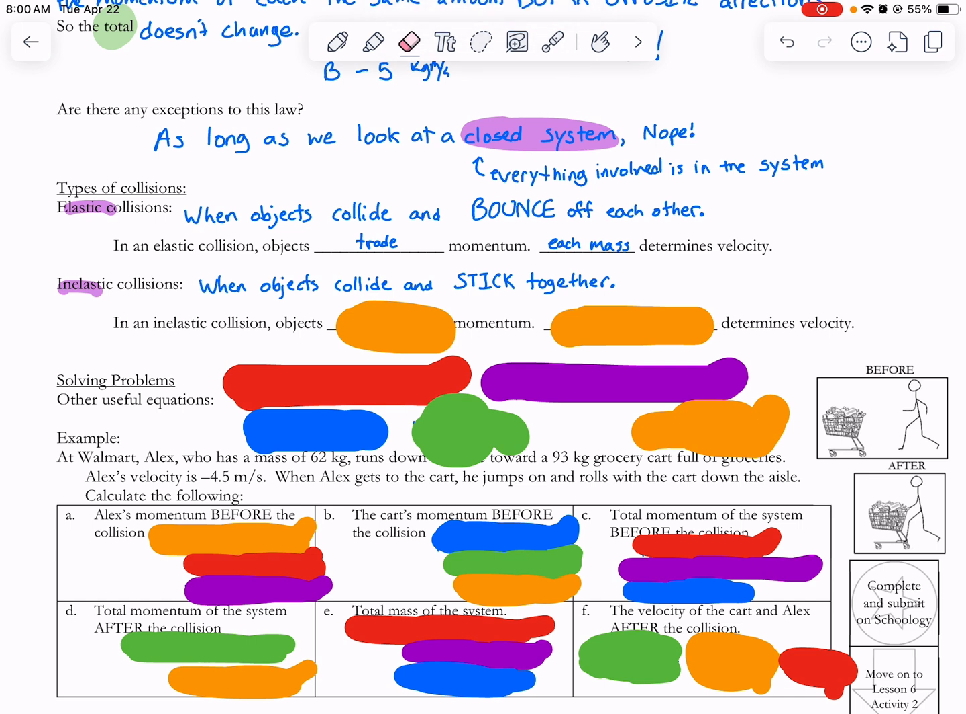In inelastic collisions, objects end up sharing the momentum. So we have two objects, maybe one has momentum and one doesn't. Maybe they both have some momentum, but when they end up stuck together, it's their total mass that determines the velocity.